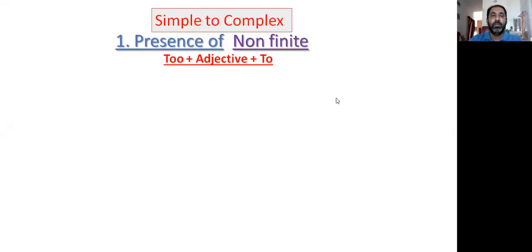Dear learners, you have seen how to use to plus verb. Now I am going to discuss how to use the form to plus adjective plus to. Look at the screen, you will understand it easily. To plus adjective plus to.